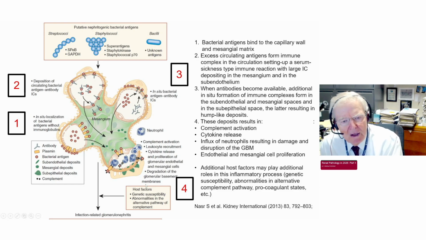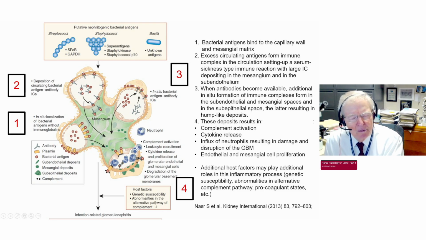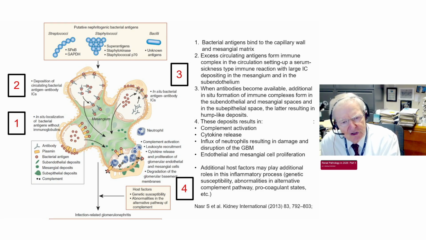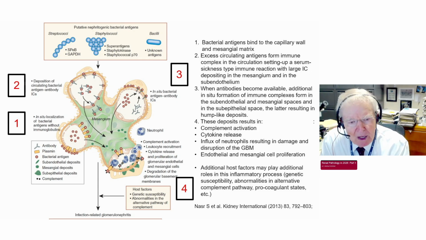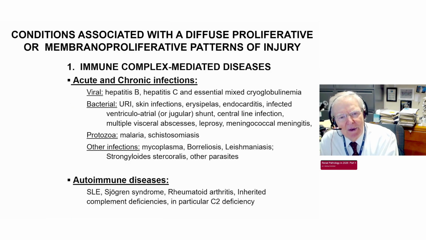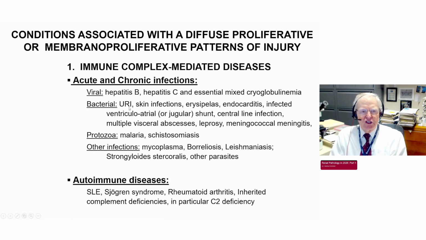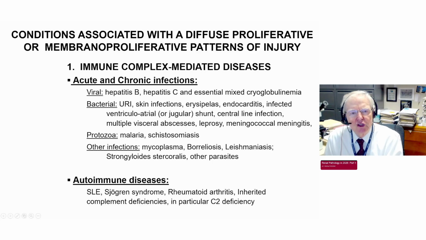Many host factors play a role, including genetic susceptibilities, abnormalities of the alternative pathway, contribute to the severity of this disease. And as I mentioned to you before, sometimes, especially when patients have vulnerabilities in terms of the procoagulant states, very often you can get a very important TMA as part of this acute event. Here's a summary of the more frequent conditions: viral diseases, bacterial infections, as we already discussed, protozoal infection, and other infections such as borreliosis, as I will show you in a second.